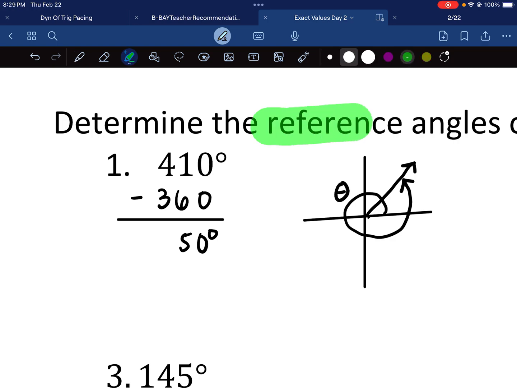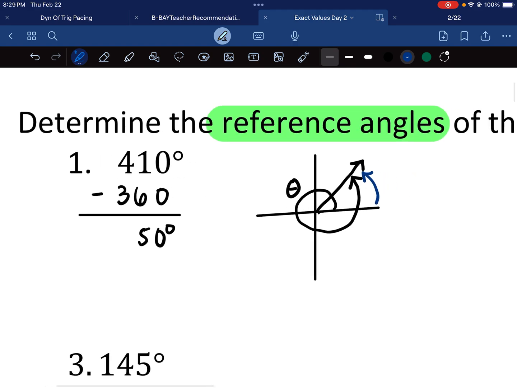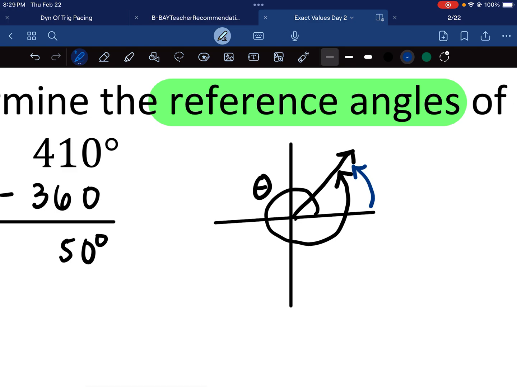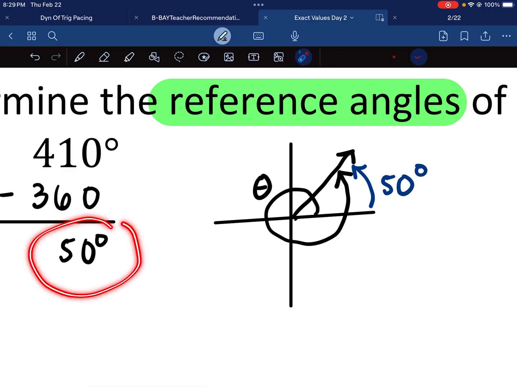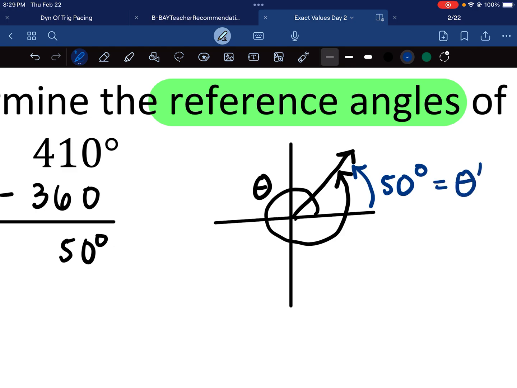When it wants you to find the reference angle, it's only asking for this part made with the x-axis. What we see is that this is 50 degrees away, because we're getting that from our work here. Since it's in quadrant 1, it is 50 degrees away from our x-axis. So here's our reference angle: 50 degrees away from the x-axis.